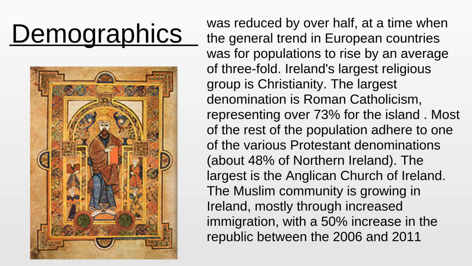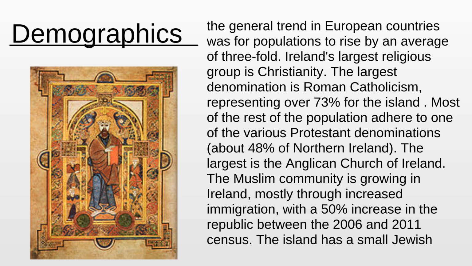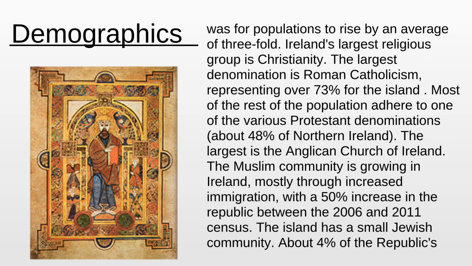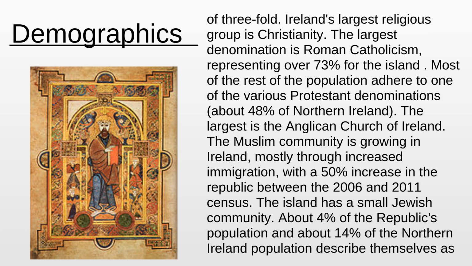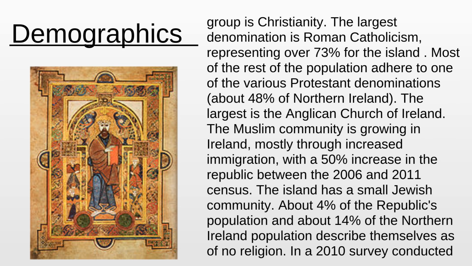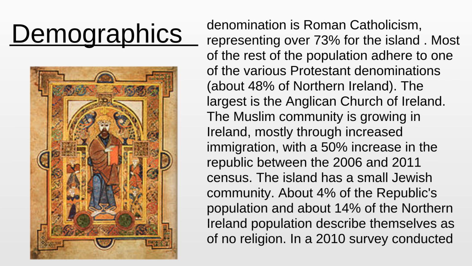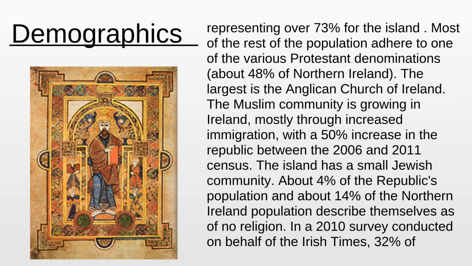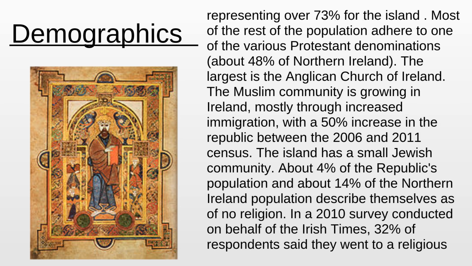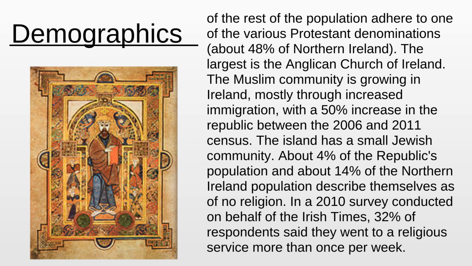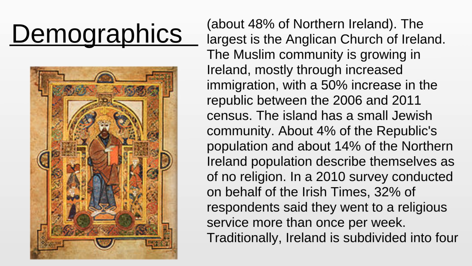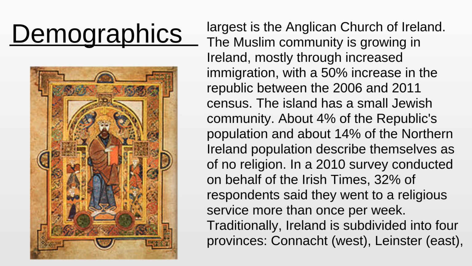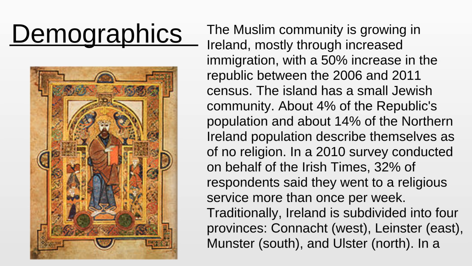Over the following century, the population was reduced by over half, at a time when the general trend in European countries was for populations to rise by an average of threefold. Ireland's largest religious group is Christianity. The largest denomination is Roman Catholicism, representing over 73% for the island. Most of the rest of the population adhere to one of the various Protestant denominations, about 48% of Northern Ireland. The largest is the Anglican Church of Ireland.